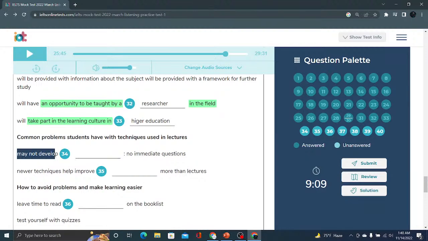May not develop... no immediate questions. And a way of viewing the world.